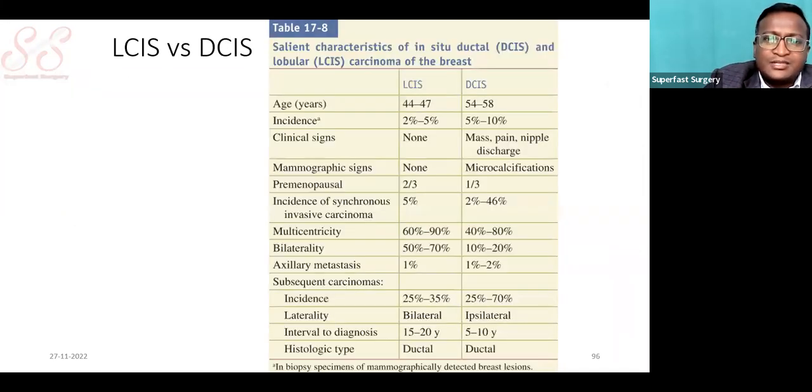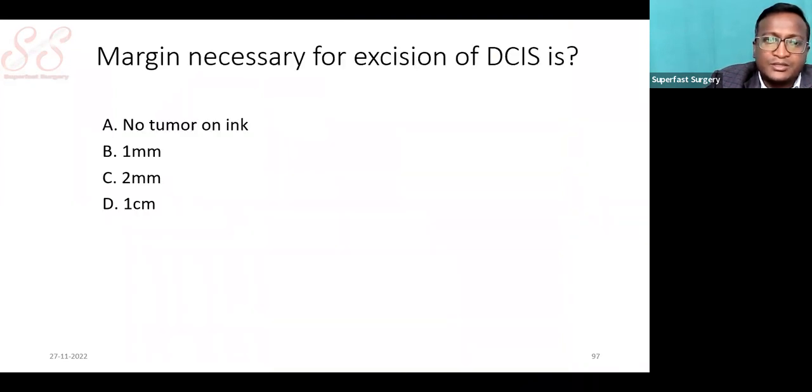So this is the difference between LCIS and DCIS, which has been given in our Schwartz textbook of surgery. LCIS is less common, while DCIS is more common. LCIS is more associated with bilaterality and multifocality. Okay, but the histology of cancer is ductal in most of the patients in the future.